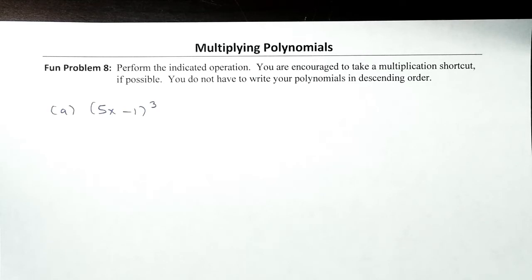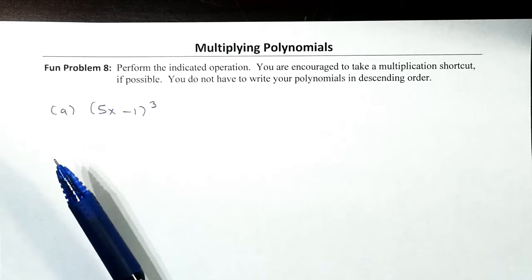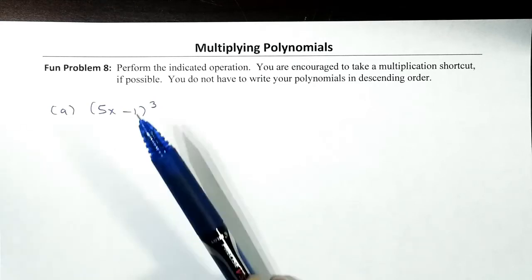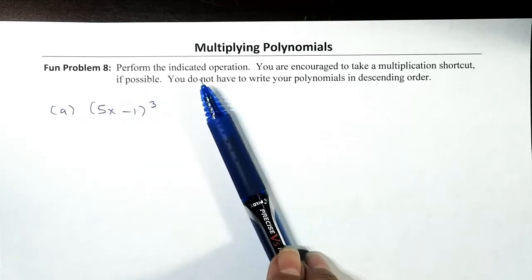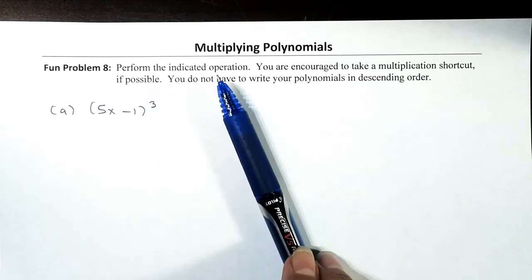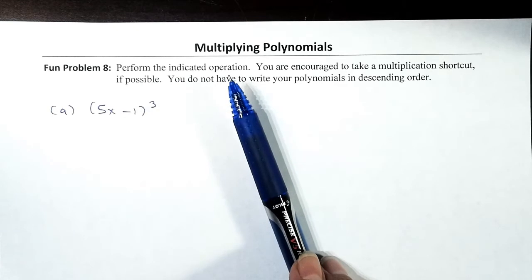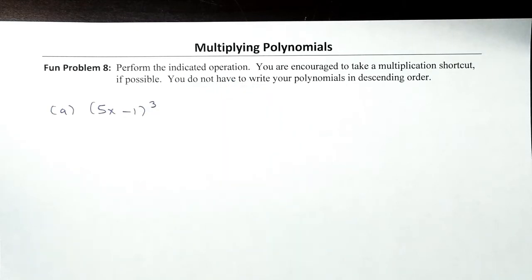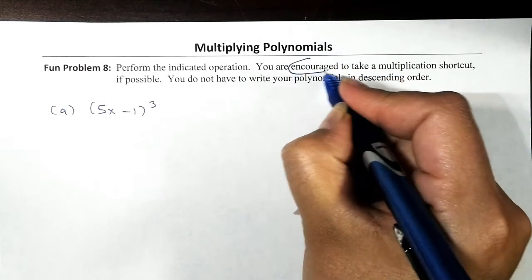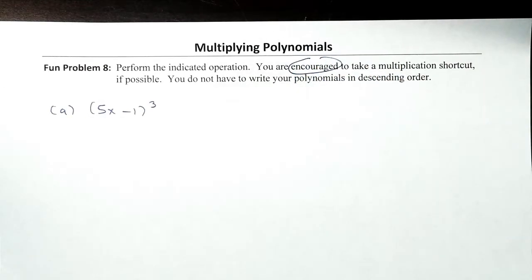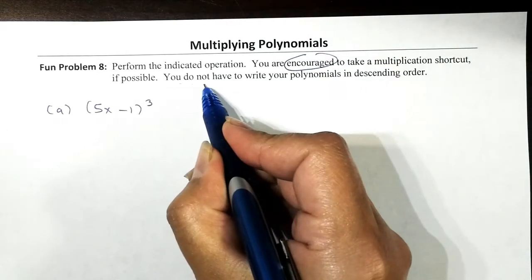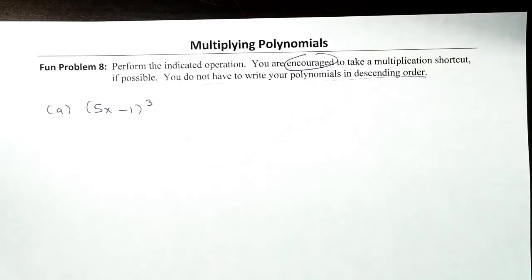Fun problem number 8, so it's the first one of this video, but the 8th one of the series, represents: perform the indicated operation, which is code for do whatever the operation states. So if it's a plus, add, similar for subtraction, multiplication, and division. And then it says you are encouraged, meaning you don't have to, but of course, we're going to try. You are encouraged to take a multiplication shortcut if possible, and you don't have to write the polynomials in descending order unless you really feel like it.